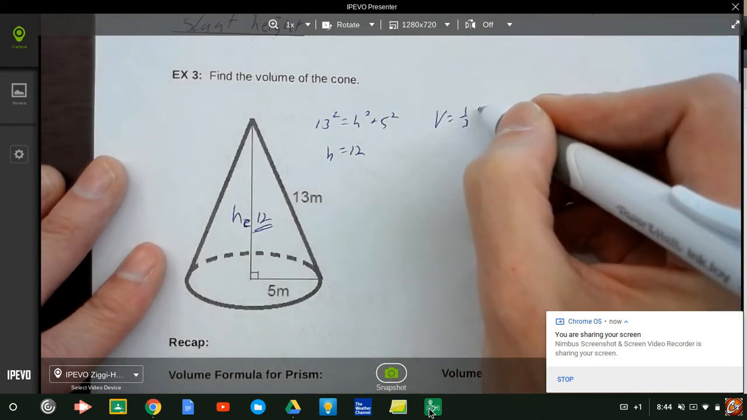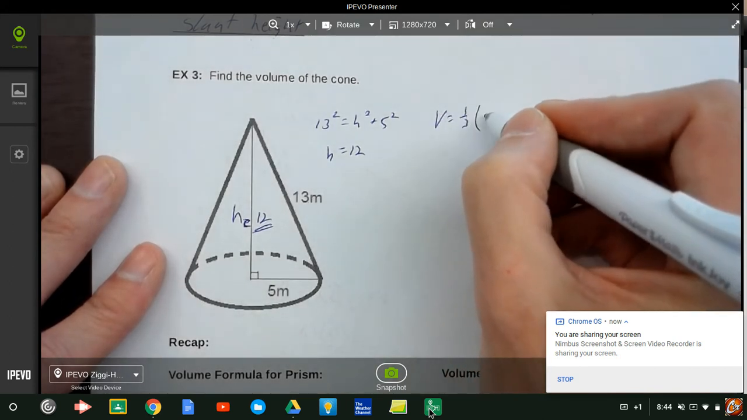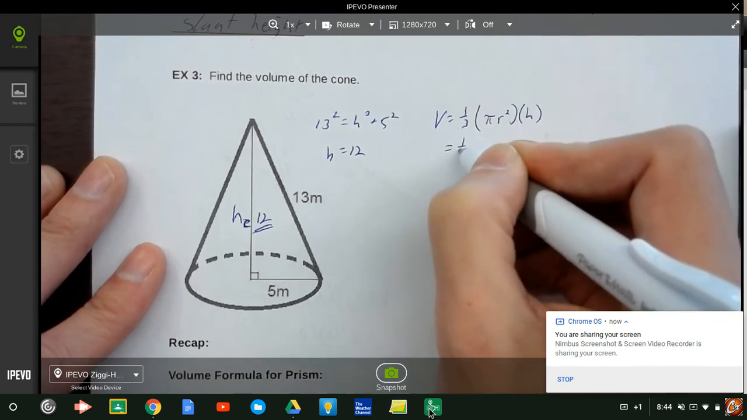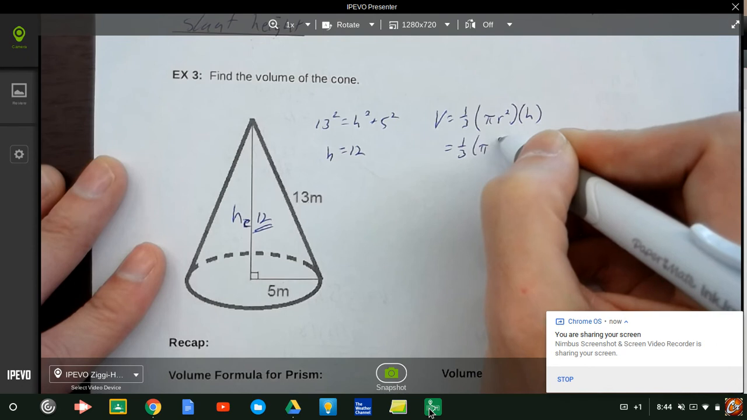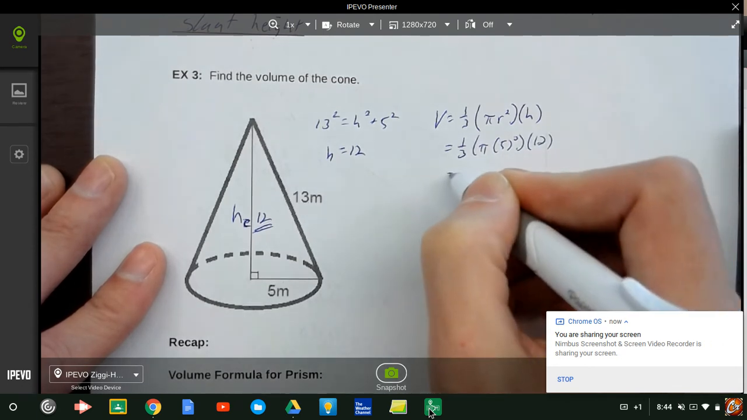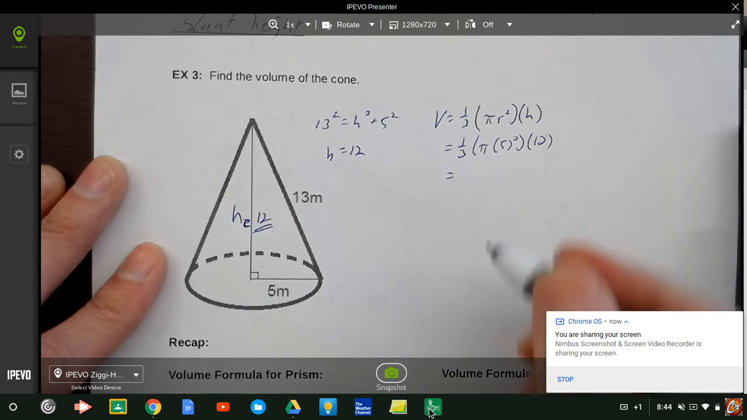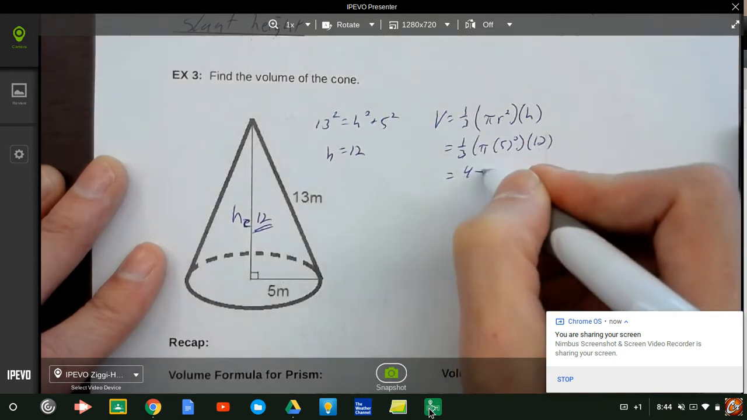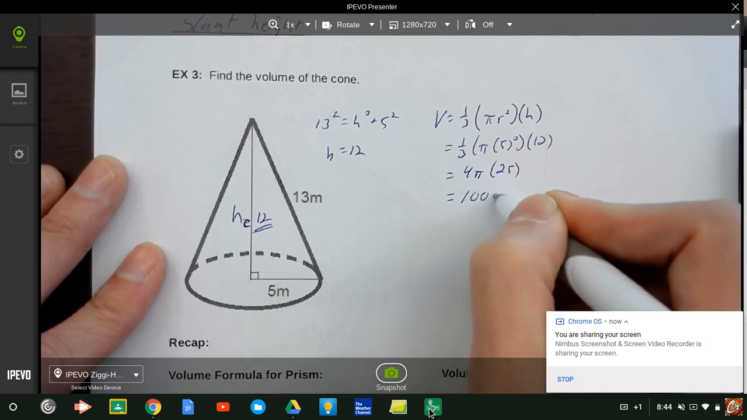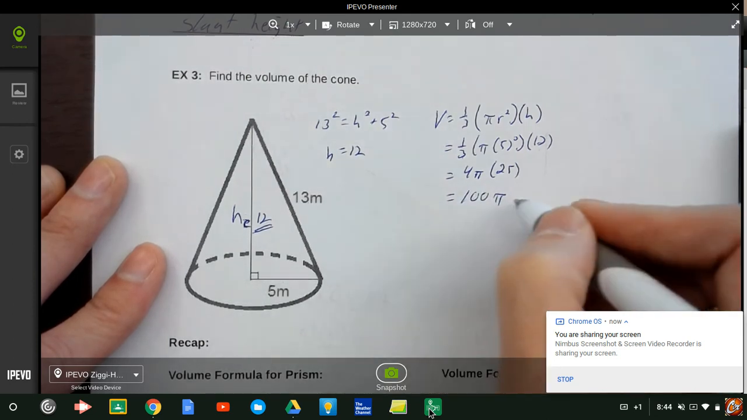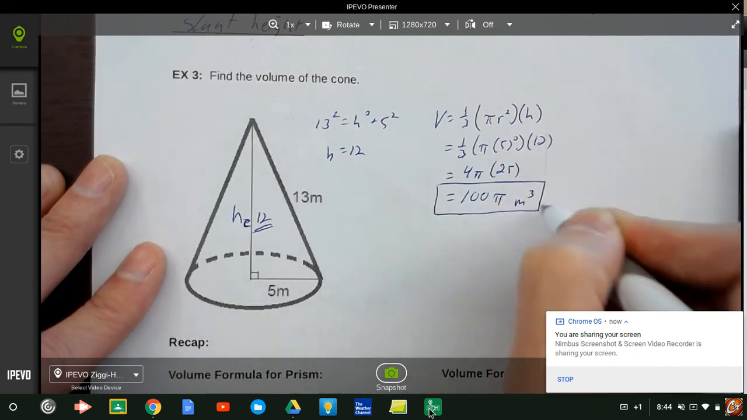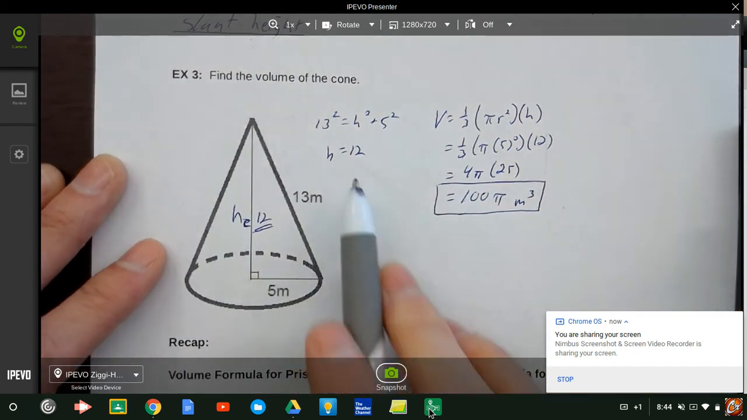1/3, got to remember that 1/3. It's so easy to forget. Area of the base, pi r squared, times the height. So 1/3 pi 5 squared times 12. So let's see, that's going to be, well, 1/3 of 12 is 4, and 5 squared is 25. Oh, hey, I can do that. That's 100 pi. Okay, so 100 pi meters cubed. That one I'm not making you type in because I wanted to go over what that height was.